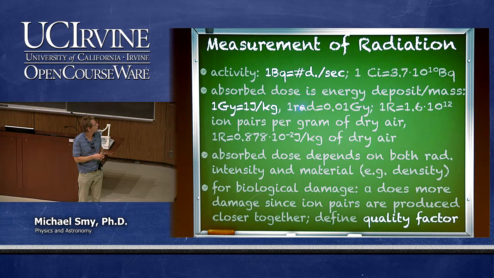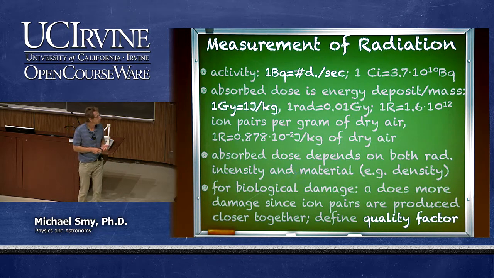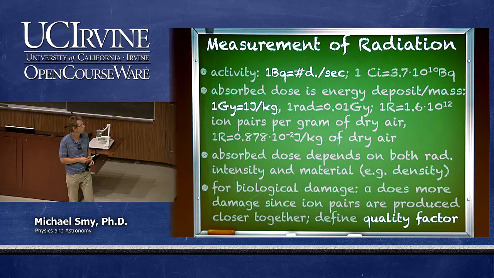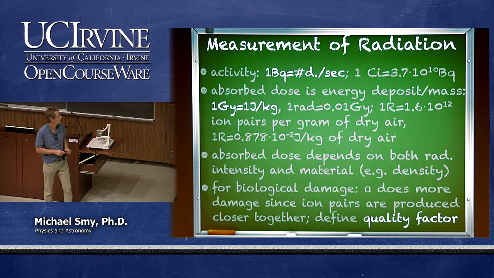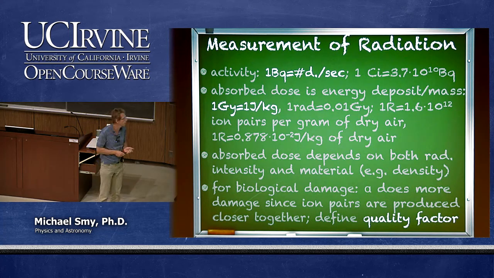Also, an older unit is 1 rad, which is 0.01 gray. Or 1 Röntgen, which is 1.6 times 10 to the 12 ion pairs per gram of dry air. And 1 Röntgen means it's 0.878 times 10 to the minus 2 joules per kilogram of dry air, or 0.878 rad for dry air. The absorbed dose depends both on the radioactive intensity as well as the material that is subjected to it. For example, the density of the material plays a role. For biological damage, even this additional unit, which looks at the energy deposit, is not enough to really judge the damage.